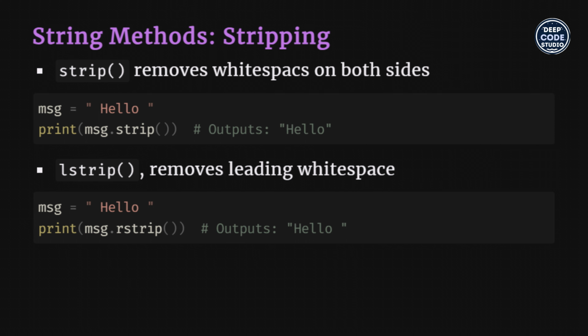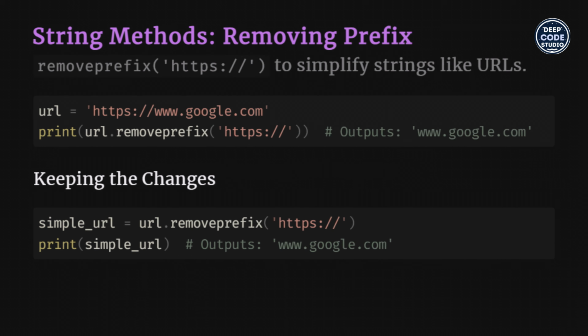Then, sometimes you might need to simplify strings by removing unnecessary parts like prefixes. This is common especially when dealing with URLs, where you might want to strip away parts like the HTTPS or HTTP protocol just to focus on the essential parts of the URL.